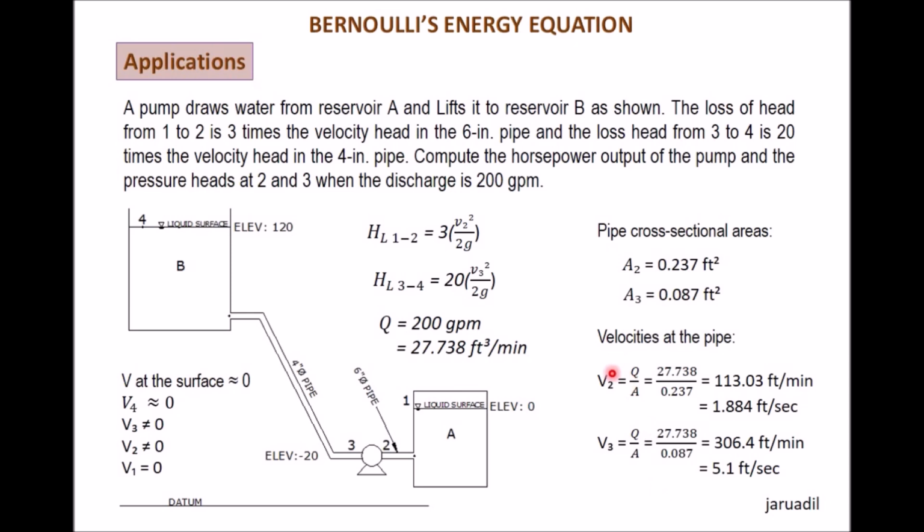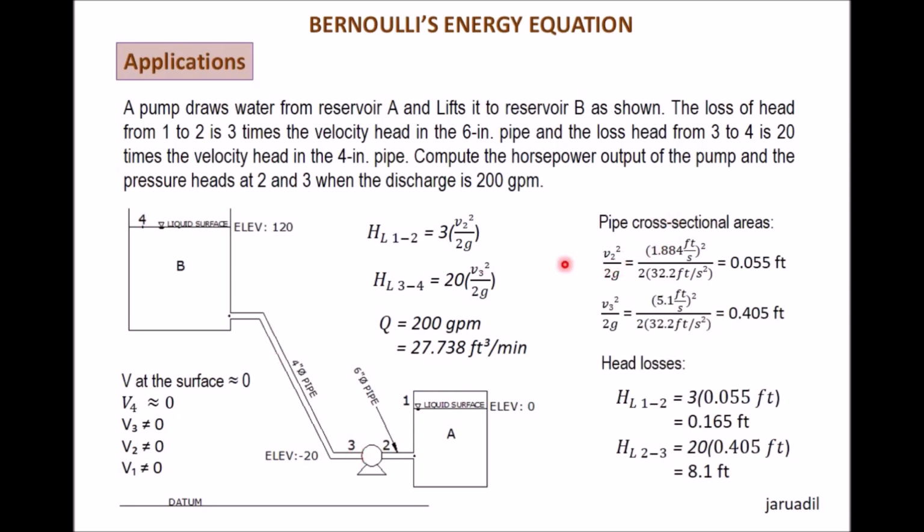So why do we compute these velocities at 2 and 3? Because we have to compute for the head loss from point 1 to 2 and the head loss from 3 to 4. So they are given here. This is 3 times the velocity head. So the velocity head at point 2 is V sub 2 squared over 2g, and the velocity head at point 3 is represented by V sub 3 squared over 2g. So knowing V3 and V2 and g, we can compute for the head losses from this point to this point and from this point to this point.